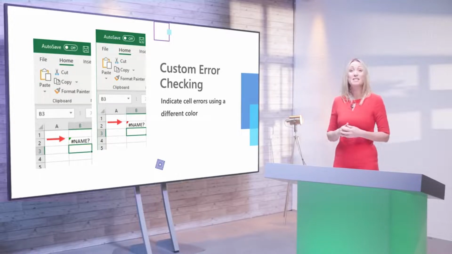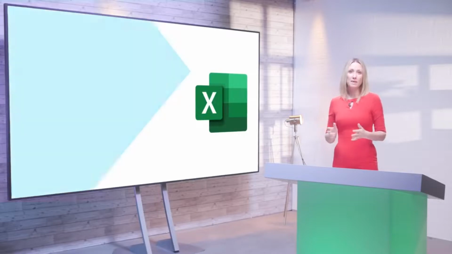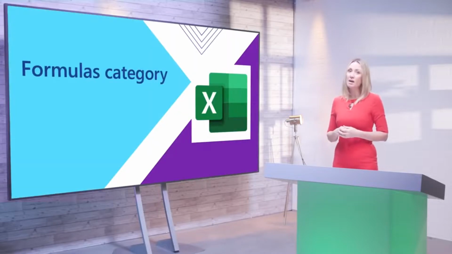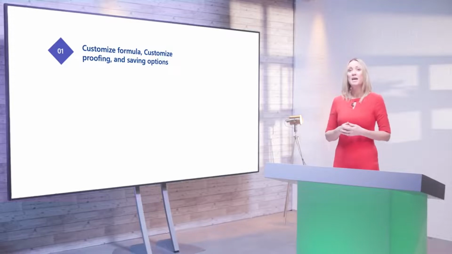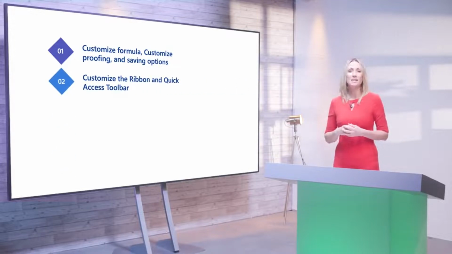Fortunately, Excel provides such a feature, and Grace is able to achieve this by using the customizing formula options. Using the Formulas category in the Excel Options dialog box, you can customize how these formulas behave as well as how errors are handled. By the end of this lesson, you will be able to customize formulas, customize proofing and saving options, and customize the ribbon and quick access toolbar.